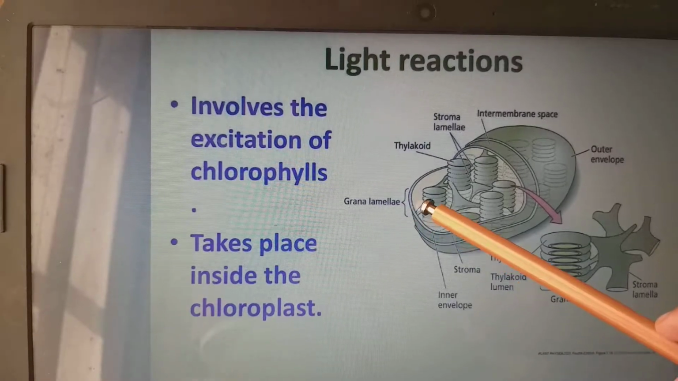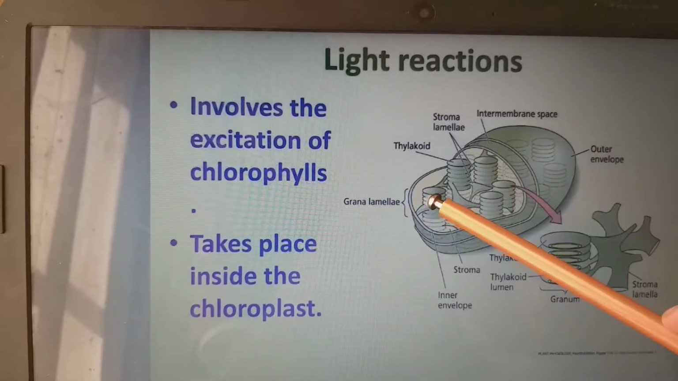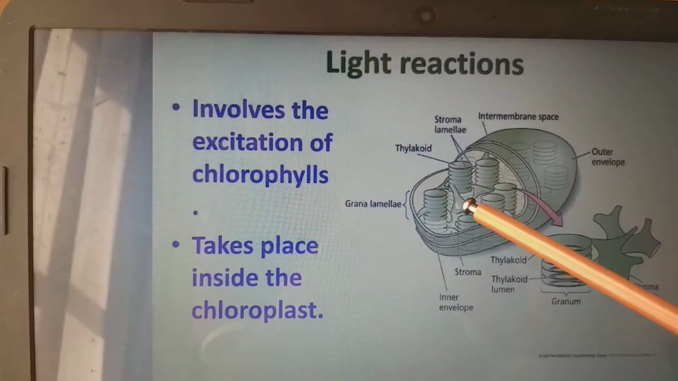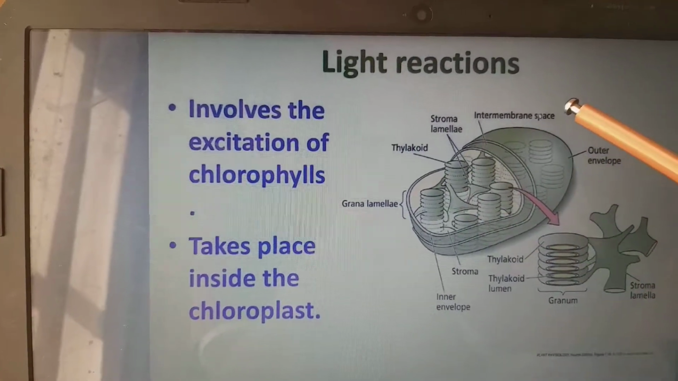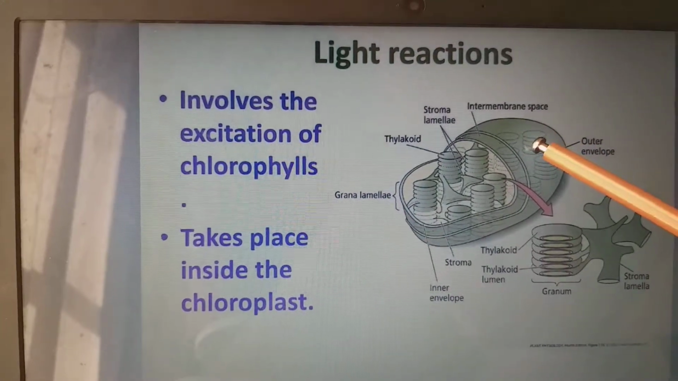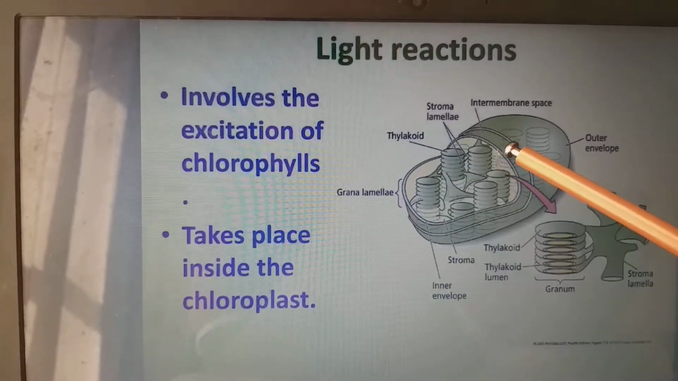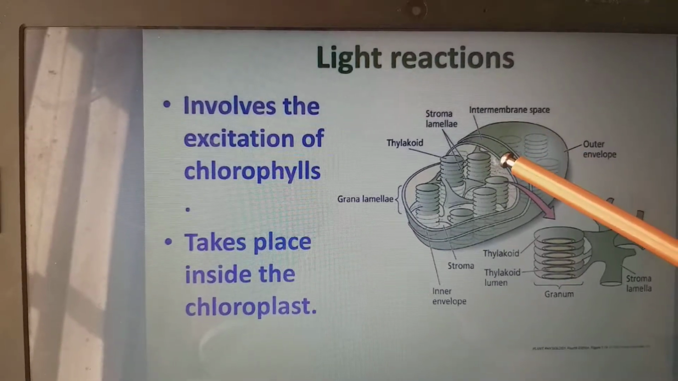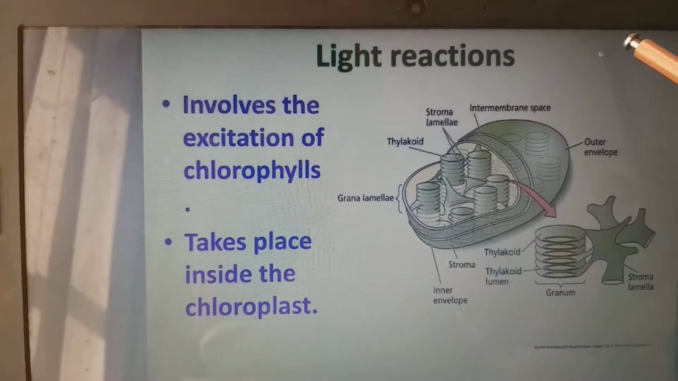So grana lamella will be connected from the grana to the inner membrane. Stroma lamella will be connected between the grana and the grana. So these are the structures. Once again, we have the outer envelope and inner envelope. The space between the outer envelope and inner envelope, we call it the intermembrane space.